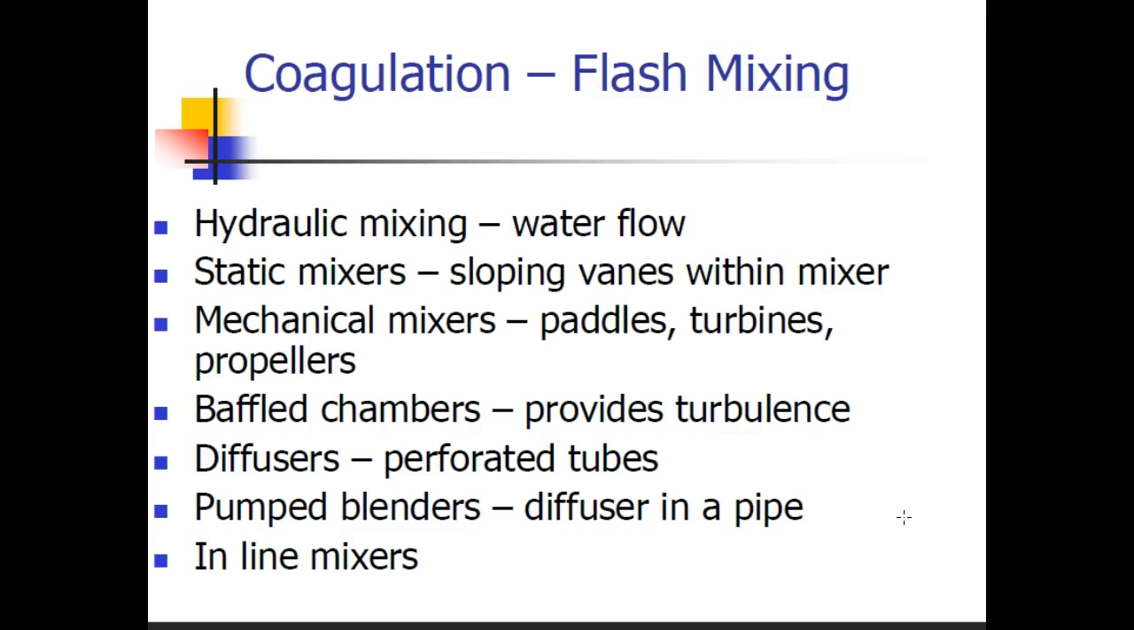The dose is how much we're putting in. Flash mixing. When we put in these coagulation chemicals, we mix the water. It's got to mix in with it. And so we have different types. We have hydraulic mixing, which is done by the water flow. We have static mixers, which are sloping vanes within a mixer. We have mechanical mixers, which are paddles, turbines, and propellers. We have baffled chambers, which provide turbulence. Diffusers, which are perforated tubes. Pumped blenders, which is a diffuser in a pipe. And inline mixers.